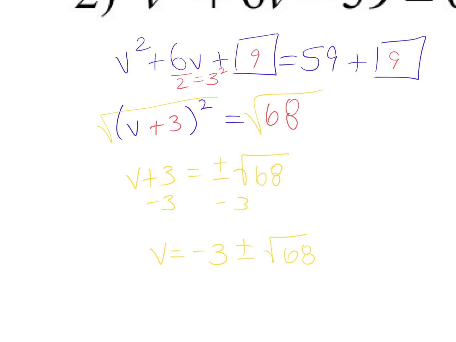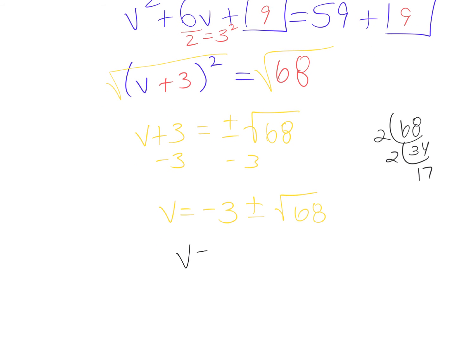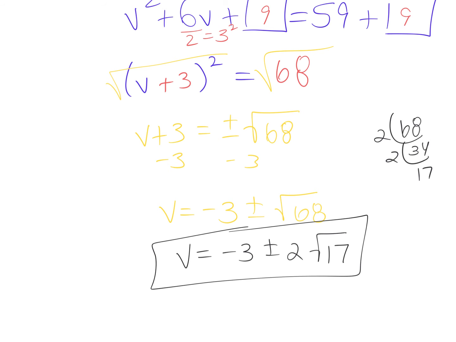What should I check? Let's check to see if 68 breaks down. So 2. Uh-oh, it does. What does that break down to? 2 square root of 17. So your answer is v equals -3 plus minus 2 root 17. You cannot put -3 and 2 together because that says 2 square root of 17. It's like different last names there. They're not the same thing.